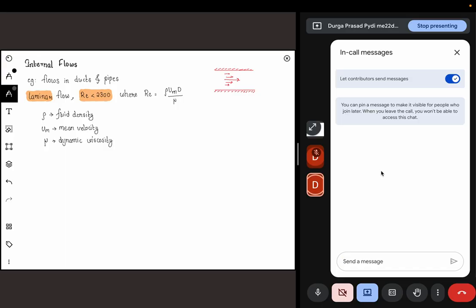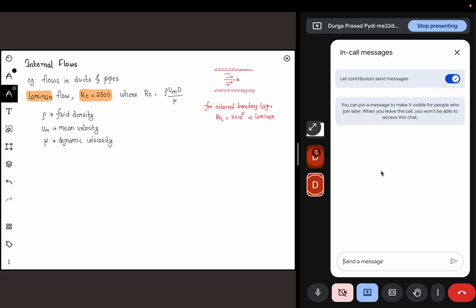So what was the value in the case of external flows? Yeah, for external flow, we require the Reynolds number to be less than the critical value. This is for laminar condition.